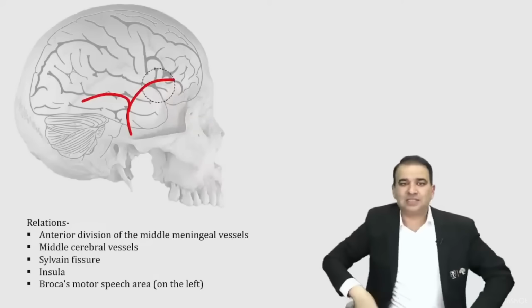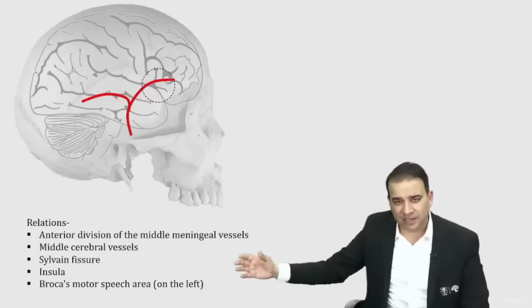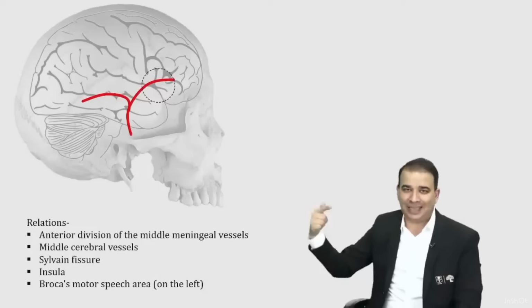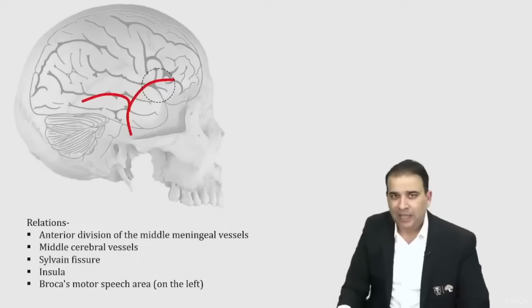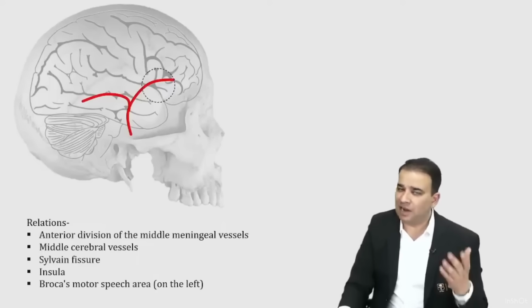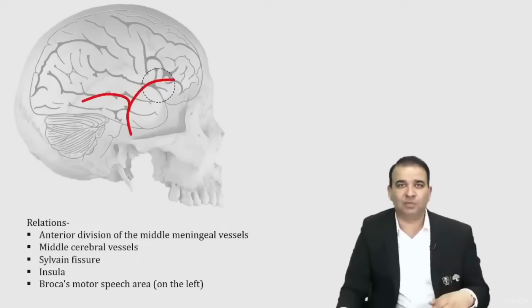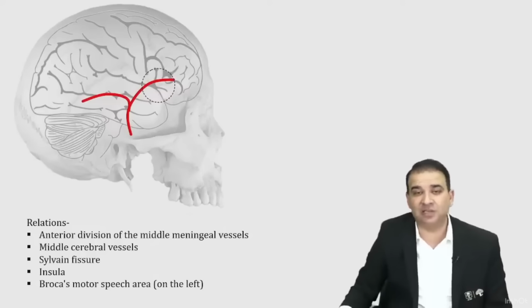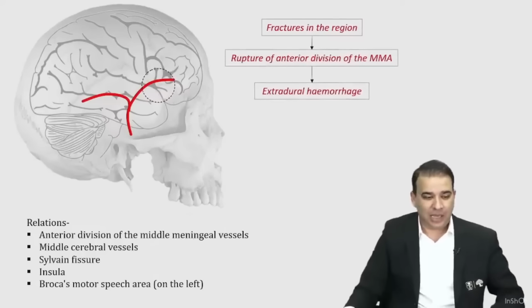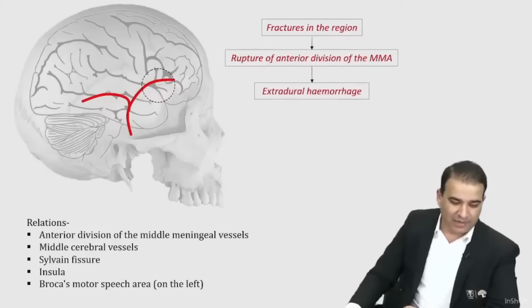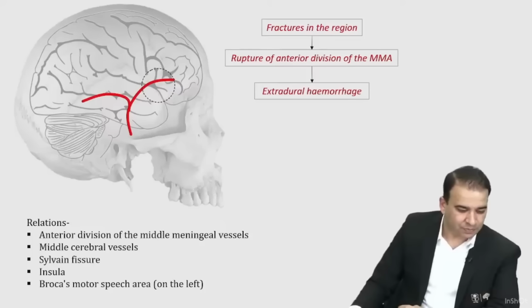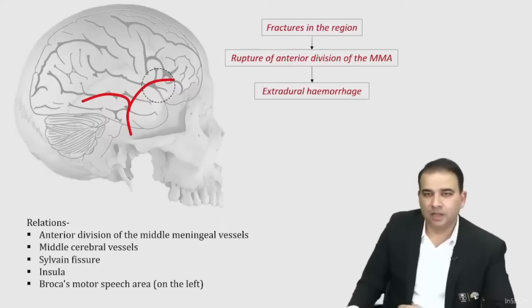So they have asked about the middle meningeal artery, but these are the other things that you should know that also lie in the line of the Pterion here. And because the anterior division of middle meningeal artery is present there, you all know that the rupture of the anterior division of middle meningeal artery can lead to the extradural hemorrhage, the EDH.